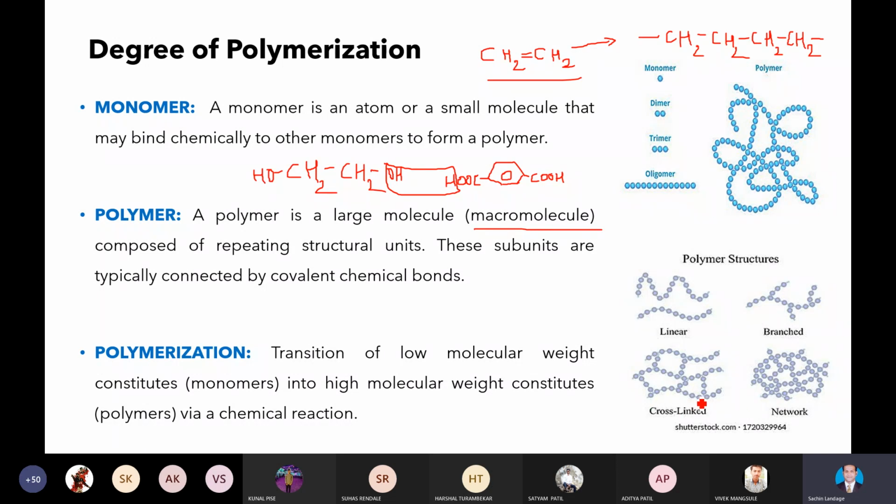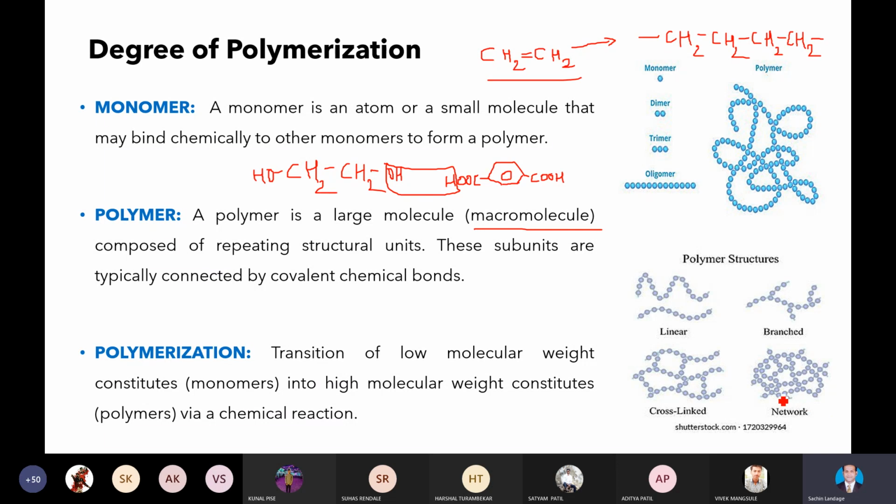Then we have the cross-linked polymer. I think you might have heard the term urea formaldehyde resin. That is actually cross-linking, a network type, just like rubber. Or we can use melamine formaldehyde or DMDHEU resin. They will give us the network type of polymer, because of the cross-linking, we are going to get a big network structure.